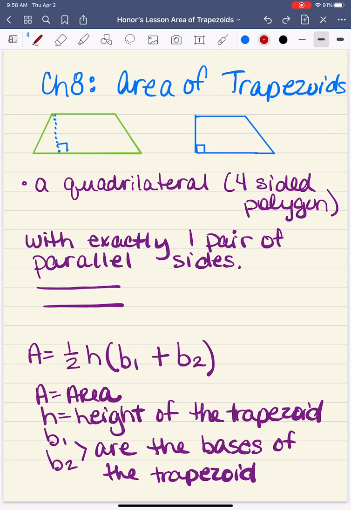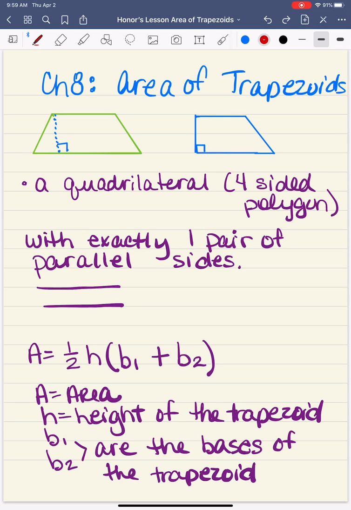All right, this lesson is from chapter 8, finding the area of trapezoids. So, a trapezoid is a quadrilateral, meaning it's a four-sided polygon. With a trapezoid, it has exactly one pair of parallel sides. So two sides are parallel and two aren't.